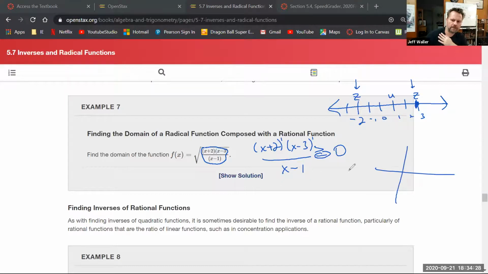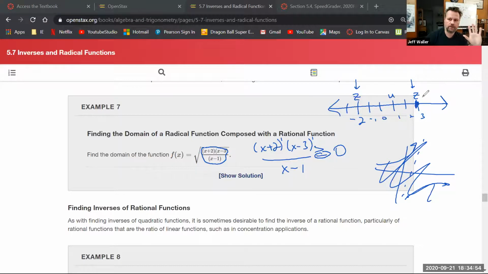Here's what I do. The only place that this function can change signs is either at a 0 or around an undefined. And just to remind you guys, an undefined can look like this, right? An undefined can look like this. Do you see how it changed signs around the undefined? Okay, maybe. So I've got 1, 2, 3, 4 regions. And this is so kick-ass.